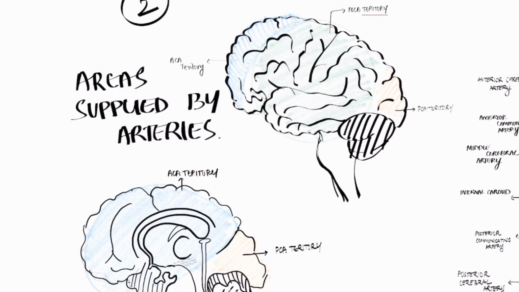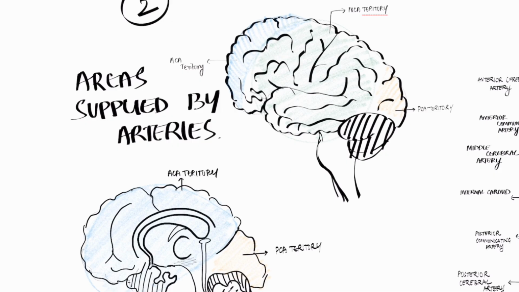Now coming to the second aspect, that is the area supplied by which arteries. When it comes to the blood supply of the brain, there are multiple arteries, and we shall go into its details in due time. But for now, when we are looking at the superficial anatomy, we should first concentrate on the anterior cerebral artery, the middle cerebral artery, and the posterior cerebral artery.